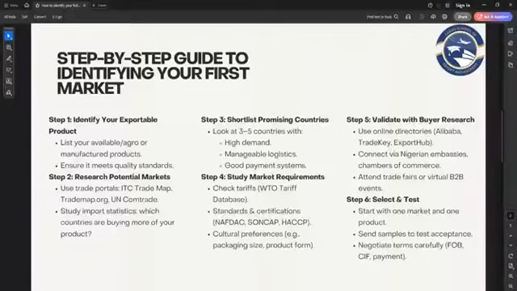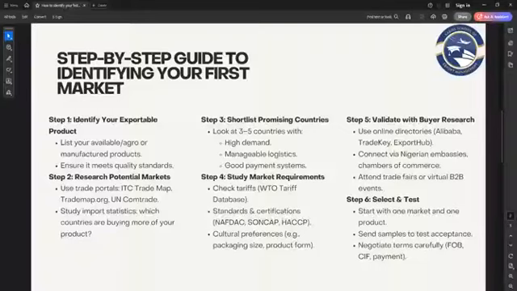Look at 3 to 5 countries with high demand, manageable logistics, and good payment systems. You want to make sure that after you've done your shipment, you can get your payment easily. There should be no technology unavailability, or maybe a civil war going on, or civil unrest. So you don't want to select countries as such. You want a system that will be smooth for you to get your payment fast.